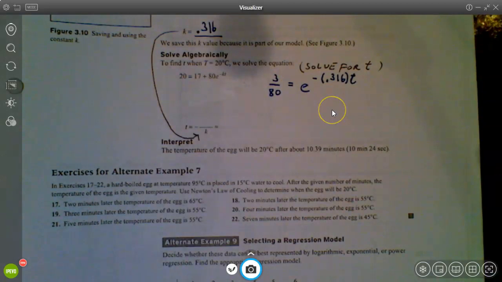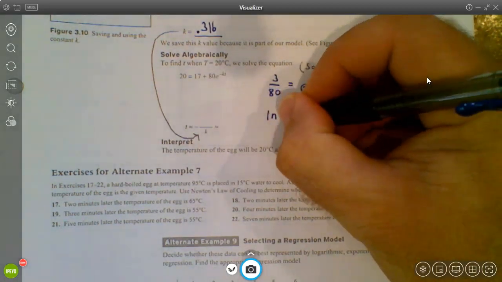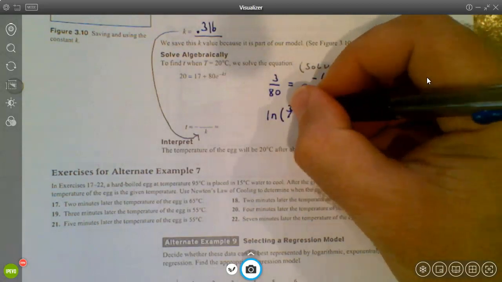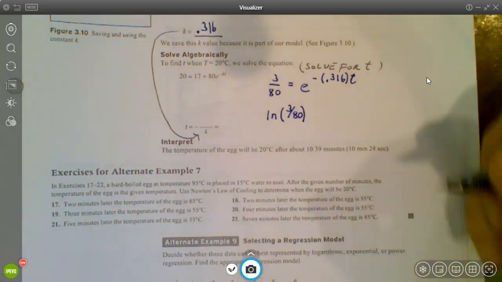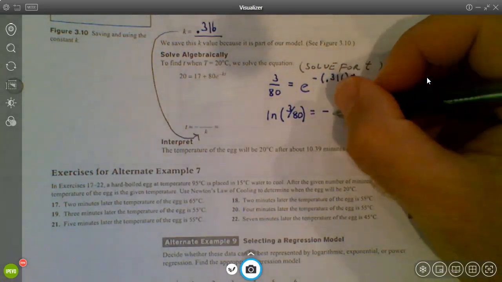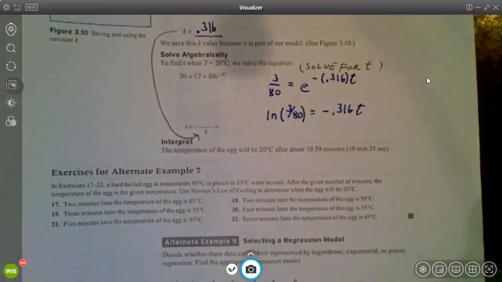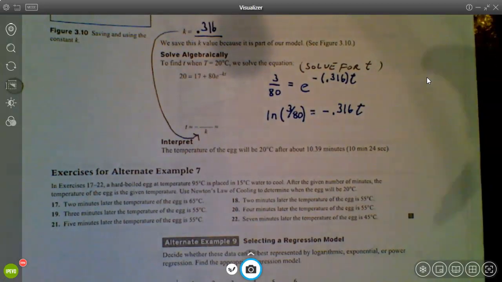All right, so here's our setup. We're right back into switching into natural logs again to isolate my exponent. So I'm taking the natural log of 3 over 80. And again, I'm using natural log since my base is e. Isolating the exponent. So there's our setup there. All I have to do is one last step, divide both sides by negative 0.316, and I'll have my value for time. And so that would tell me then how many minutes.